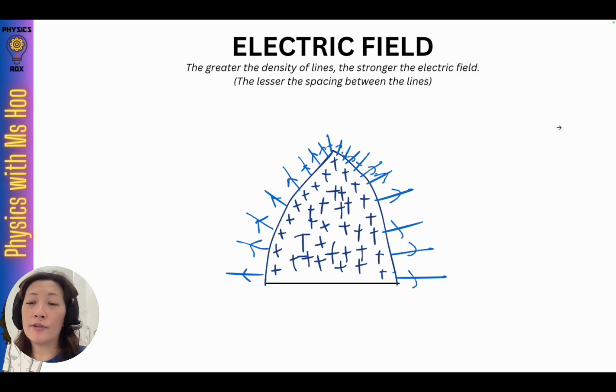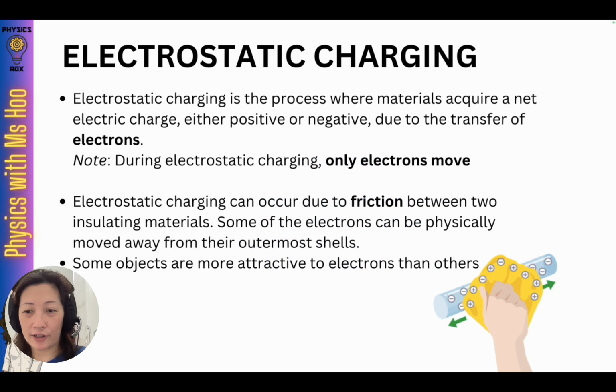Now, let's go on to electrostatic charging. So what is electrostatic charging? It is a process where materials acquire a net electric charge, either positive or negative, due to the transfer of electrons. You need to know, of course, that during electrostatic charging, only electrons move. Electrostatic charging occurs due to the friction between two insulating materials. This is because friction can cause some of the electrons to be physically moved away from their outermost shells.